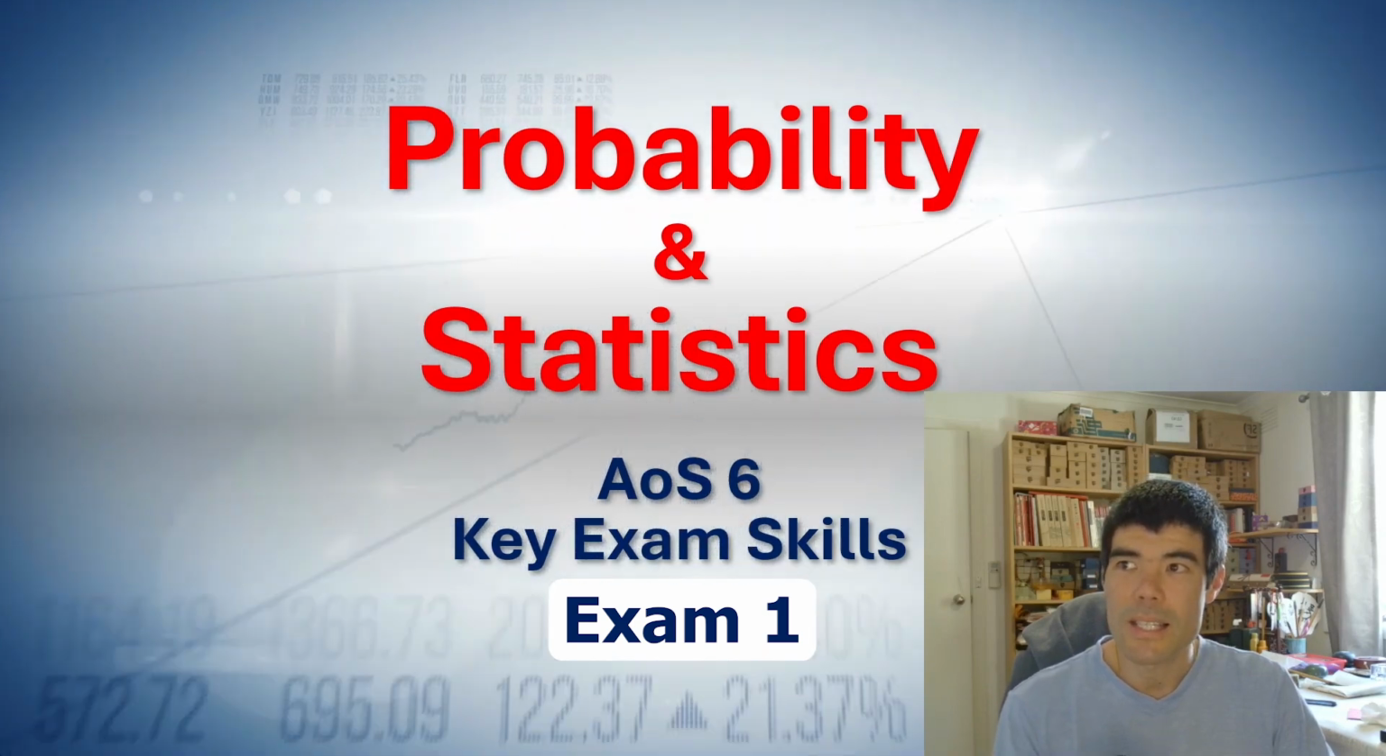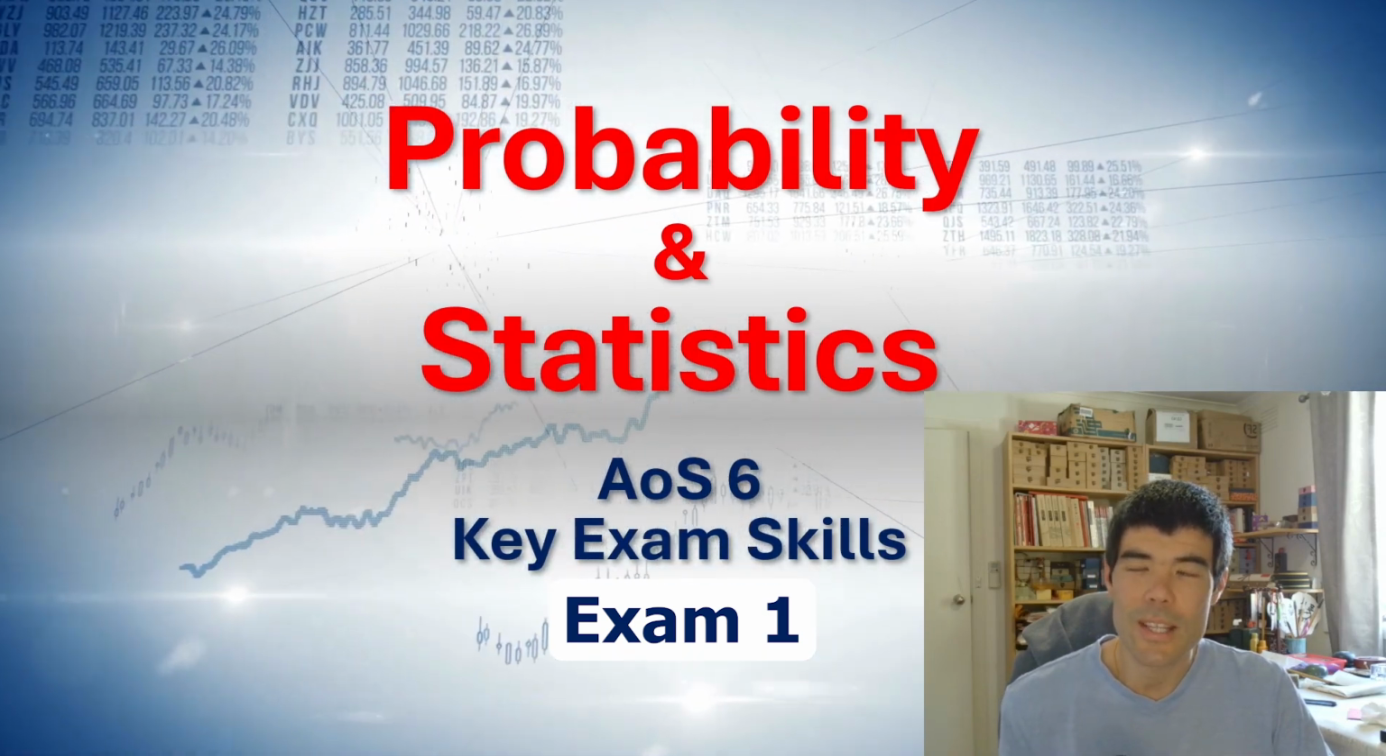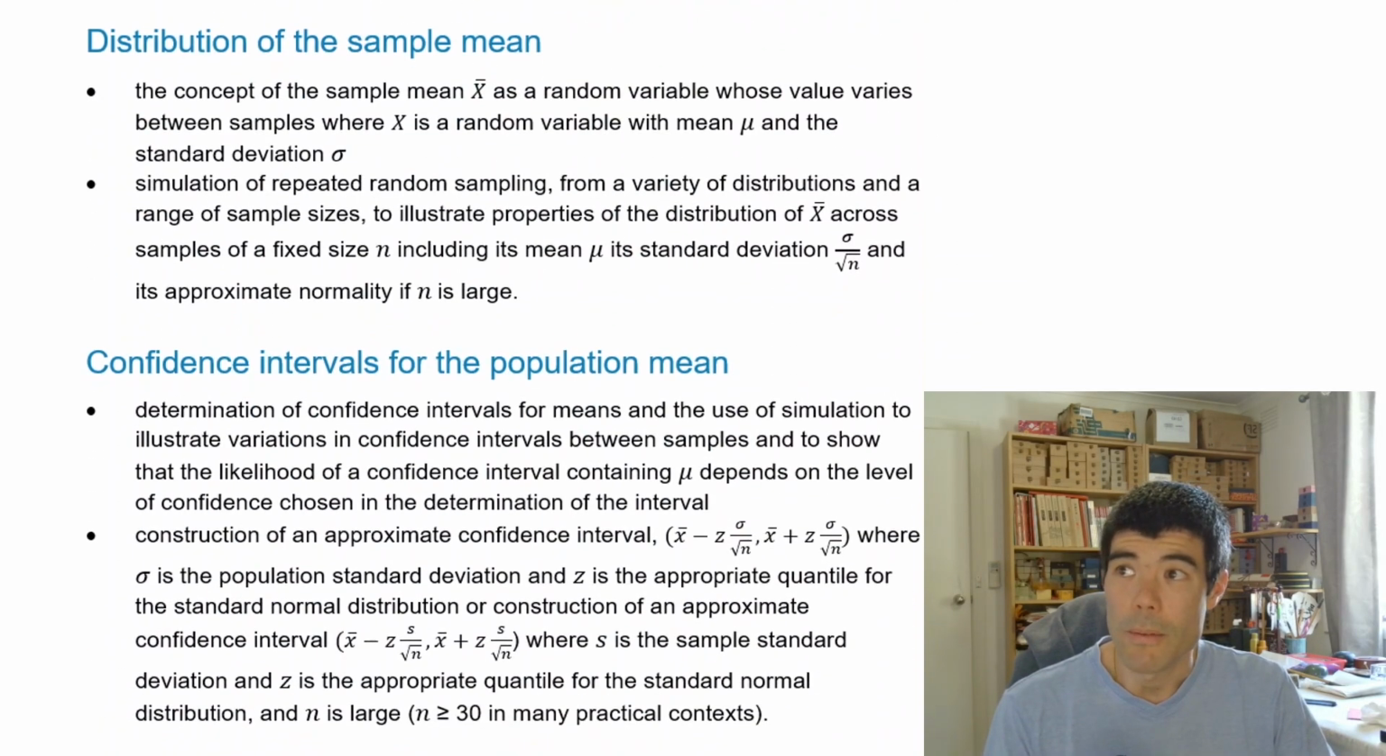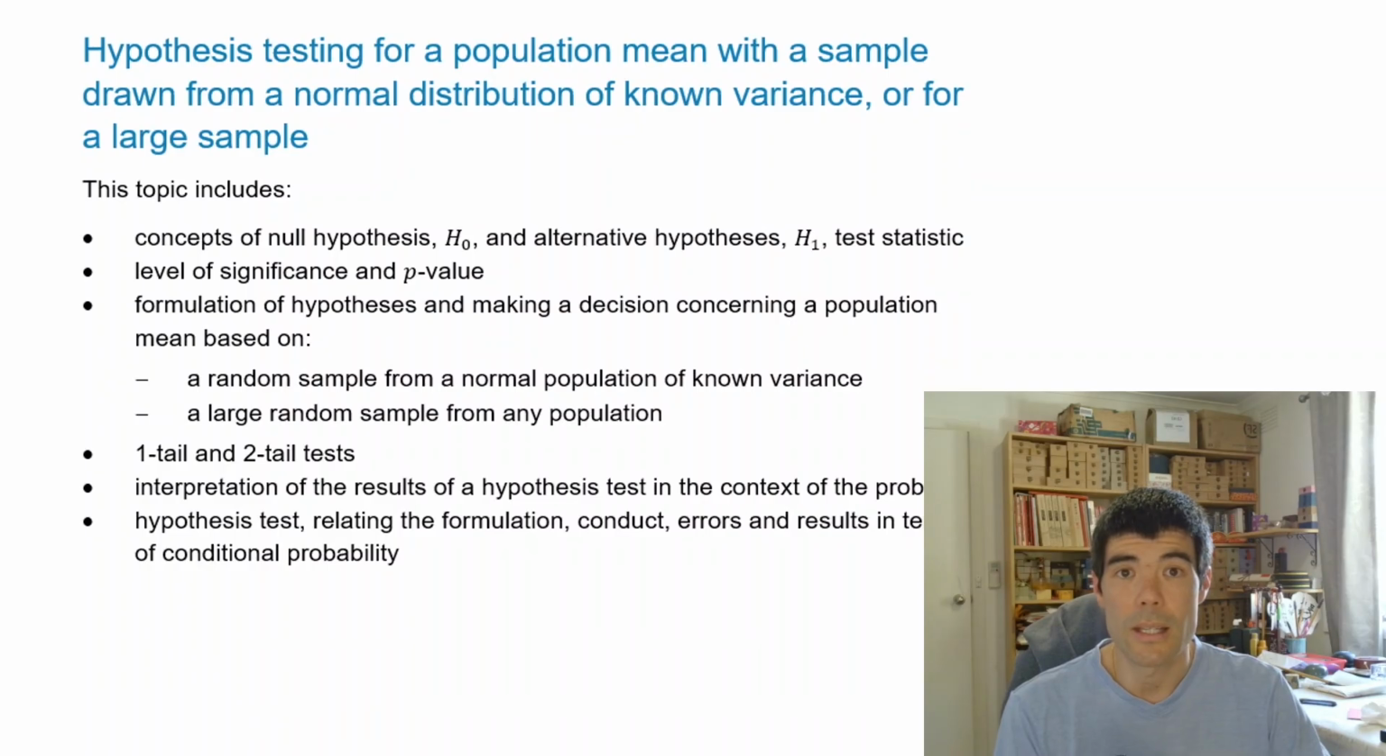Probability and statistics is the area of study I find that students either love or hate. There is quite a lot there in the study design. So we have these formulas for sums and linear combinations of random variables. We have the formulas for the sample mean, confidence intervals for the population mean, and finally hypothesis testing.